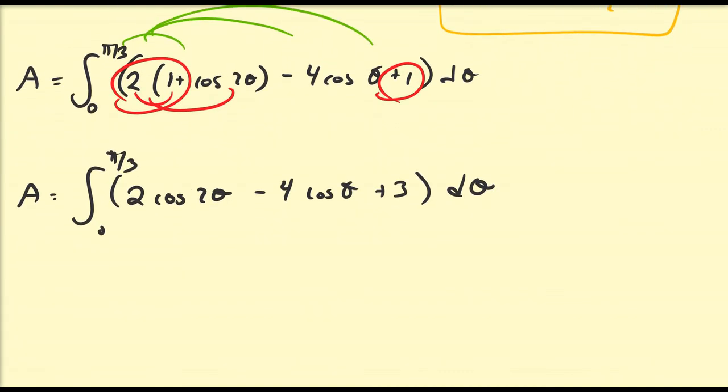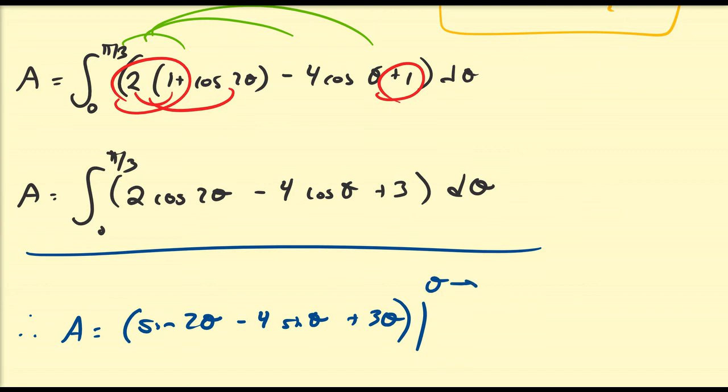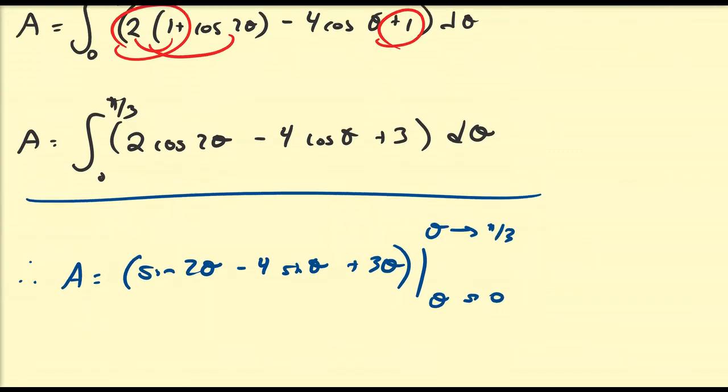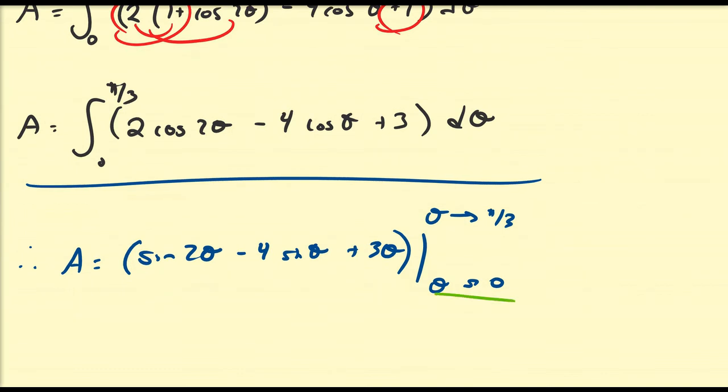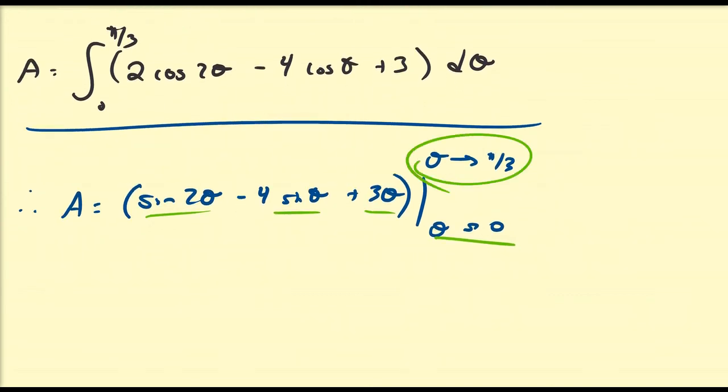Alright, so this function is actually pretty easy to integrate. The integral of 2 cosine 2 theta is just sine 2 theta. The antiderivative of cosine theta is sine theta. The antiderivative of 3 is 3 theta. And then by the FTC, we evaluate this as theta goes to pi over 3, and then subtract the value as theta goes to 0. Notice when theta goes to 0, sine 2 theta, sine theta, and 3 theta are all going to 0. So we only need to focus on the pi over 3 term.